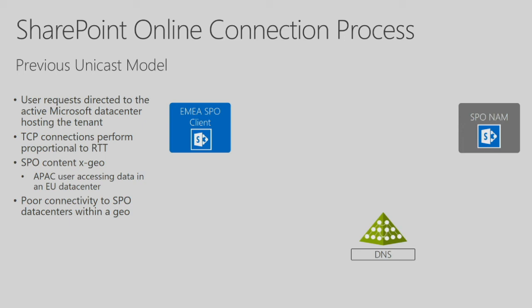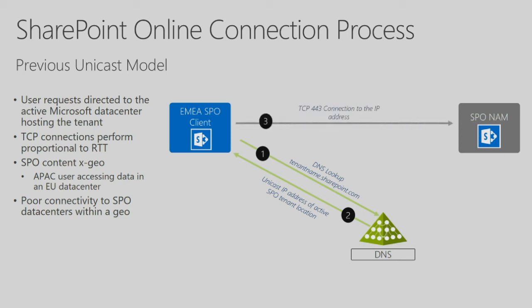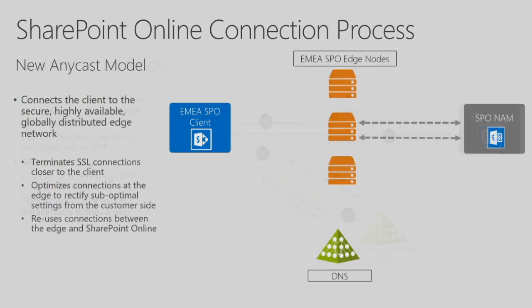So let's take a look at a couple of examples. Here's a client machine in Europe and a SharePoint server in North America. And first, we're going to do that lookup on tenantname.sharepoint.com. And this is the previous unicast model, which you shouldn't see today, but it would return the IP address of a server in Microsoft's network co-located with the SharePoint farm where the SharePoint data is. And so your connection has to go from the client in EMEA across to North America. That SSL setup has got to be done across the Atlantic, and you're going to get a response and you're going to be connected.